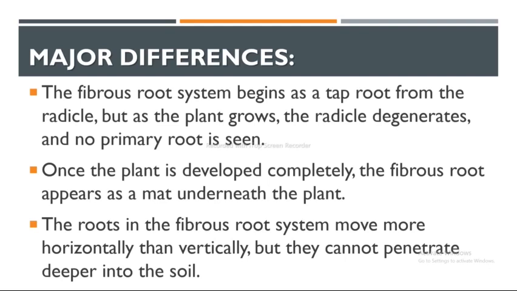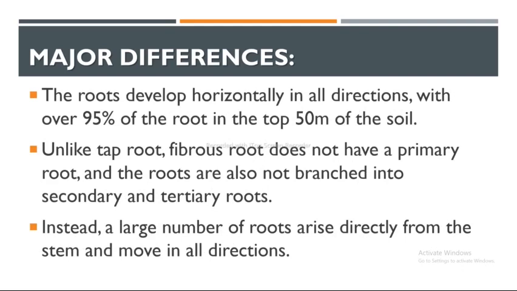The roots in the fibrous root system move more horizontally than vertically, but they cannot penetrate deeper into the soil. The roots develop horizontally in all directions, with over 95% of the roots in the top 50 meters of the soil. So unlike the taproot, fibrous roots don't have a primary root, and the roots are also not branched into secondary and tertiary roots.